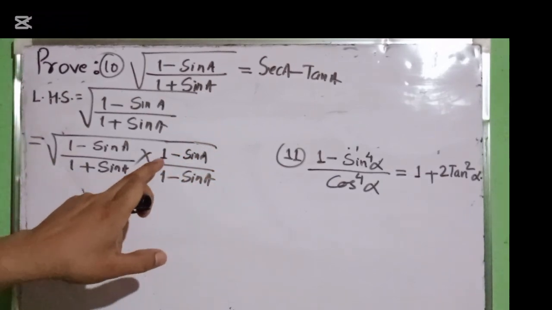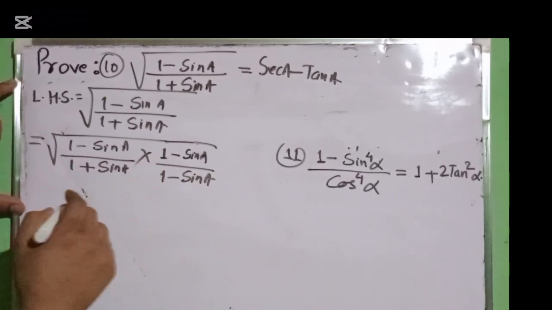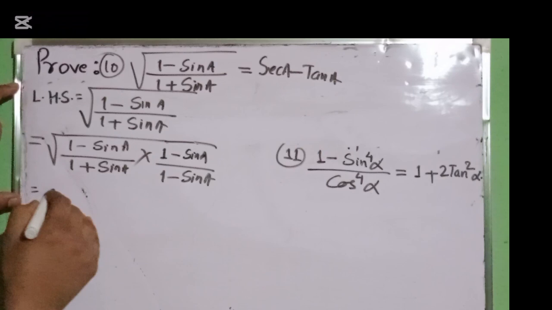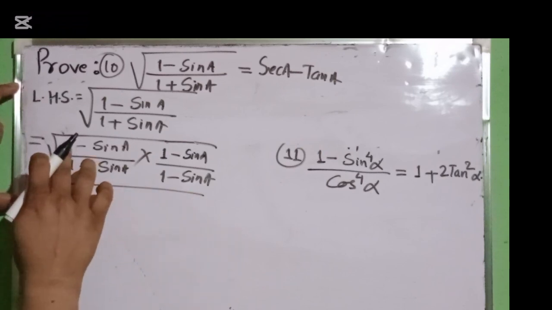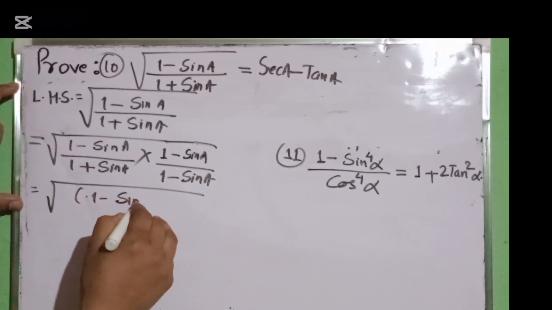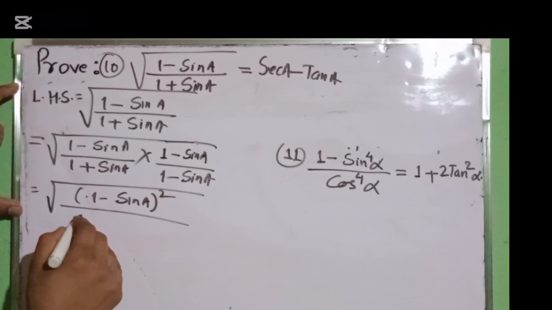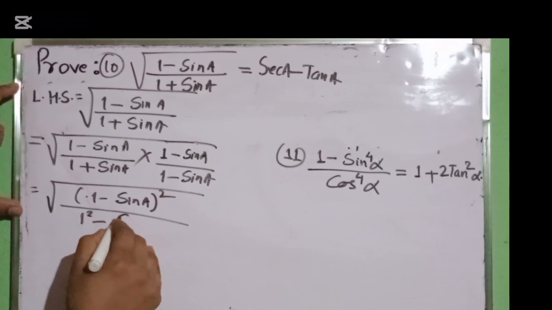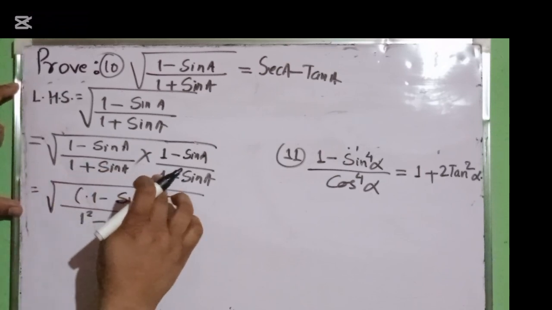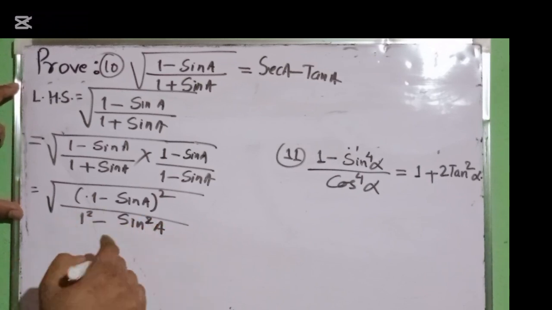Why are we doing this? Do you know? Because when you multiply 1 plus sin A and 1 minus sin A, it will be a square minus b square. So now up here, 1 minus sin A times 1 minus sin A becomes 1 minus sin A whole square, and down it will be a square minus b square, a plus b, a minus b. Here b means sin A, so it is 1 minus sin square A.